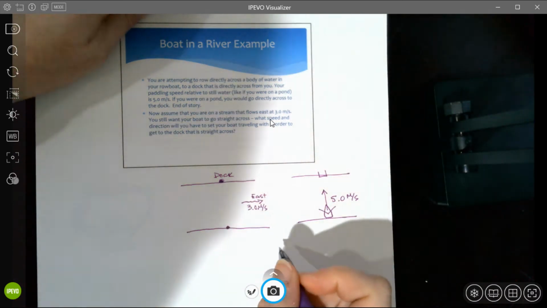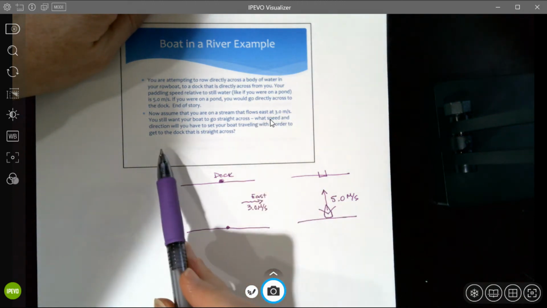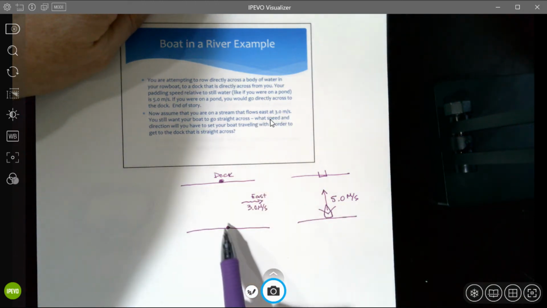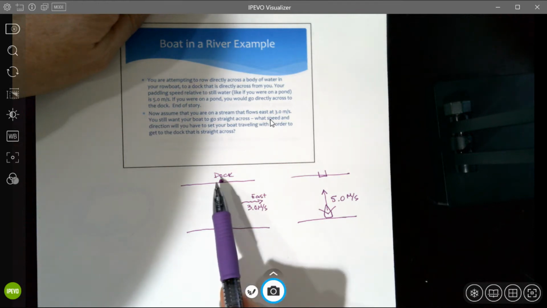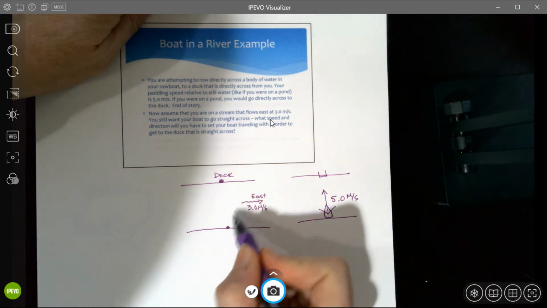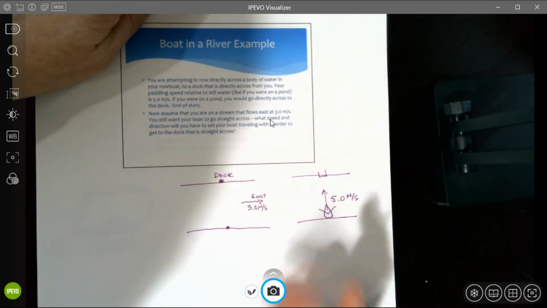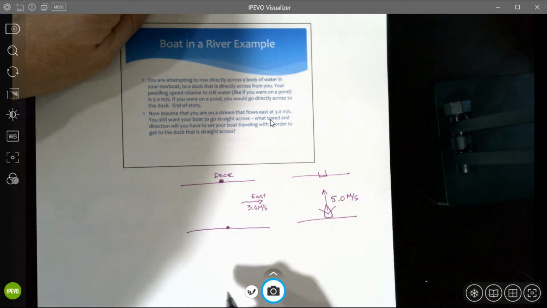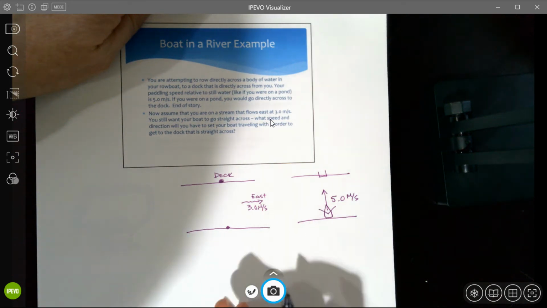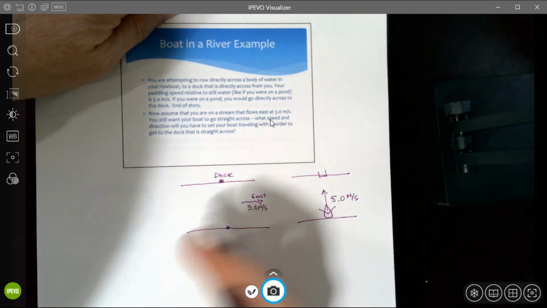You still want the boat to go across. But if you head straight across at 5 meters per second, you're not going to end up there. The river's going to carry you downstream, so you're going to end up down here somewhere. That's not what we want. What do we have to do? Well, we have to set our course to compensate for the downward flow.